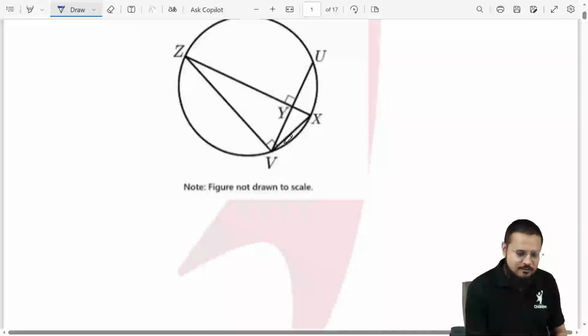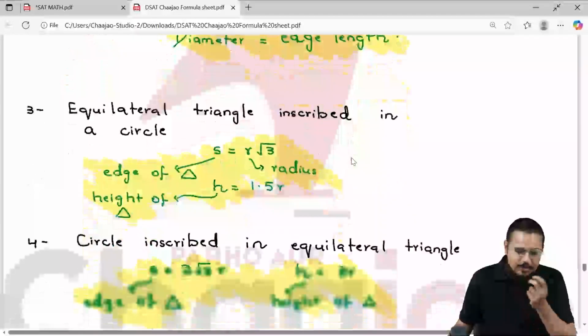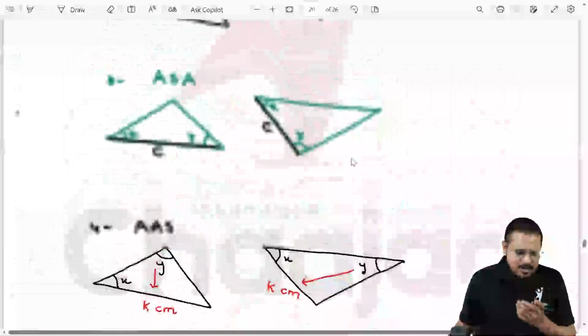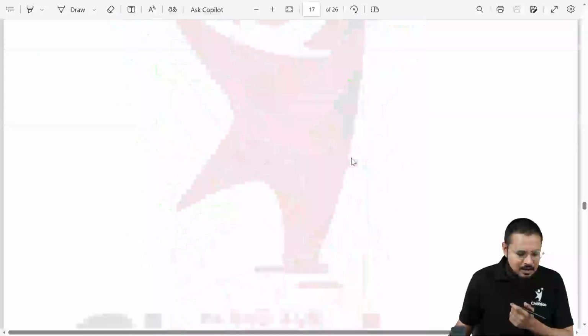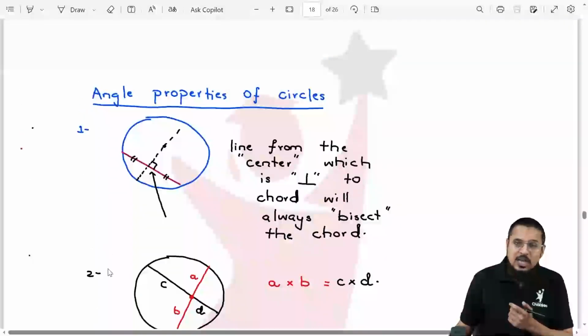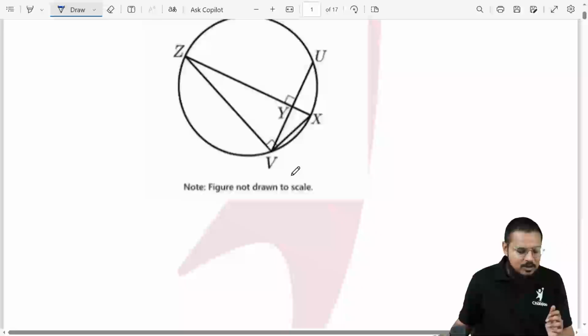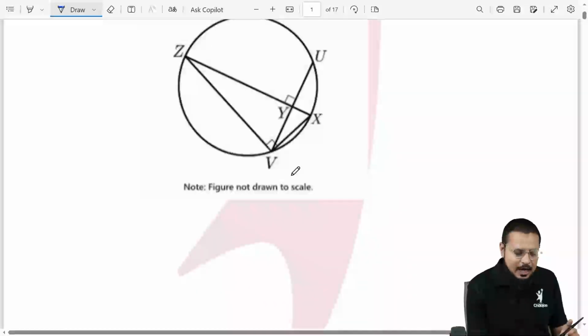that are being tested in this question. I did discuss those specific angle properties of circles in my previous formula sheet, and in case some of you might have missed it, we can just have a quick look at those angle properties of circles. The first one and the second one, specifically these two properties, were tested in this question. So what's the first property that we're going to look at before we actually start solving this question?